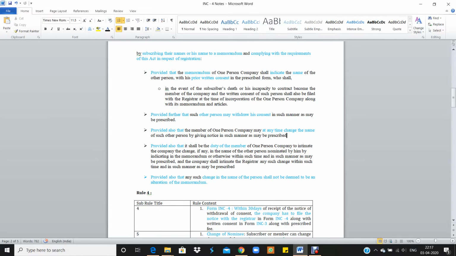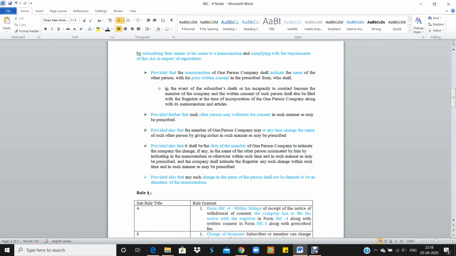Then, provided also that it shall be the duty of the member of one person company to intimate the company the change, if any, in the name of the other person nominated by him, by indicating in the memorandum or otherwise within such time and in the manner as may be prescribed, and the company shall intimate the registrar any changes within such time in such manner as may be prescribed.